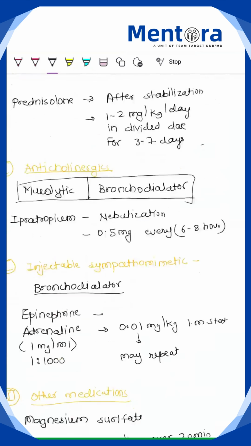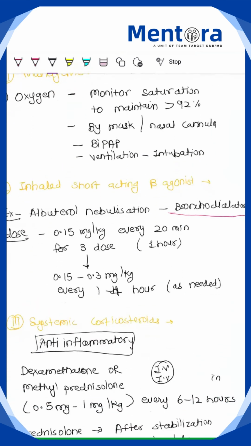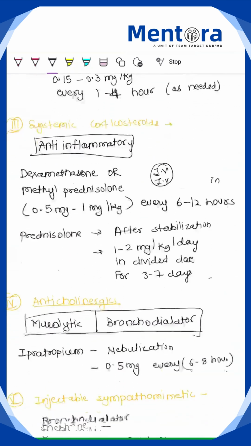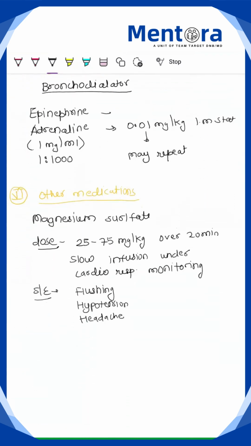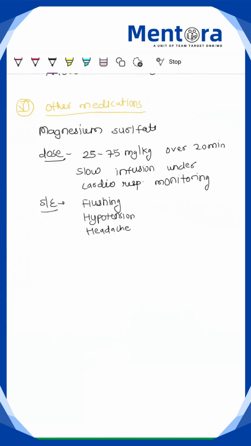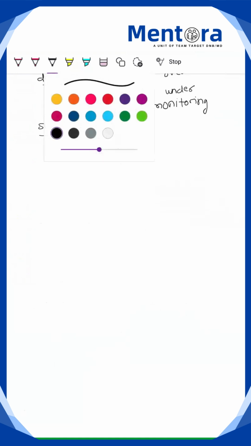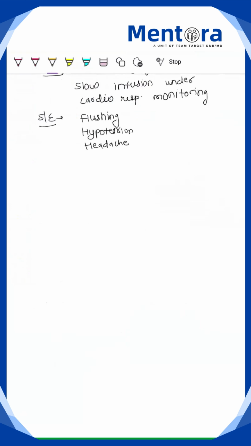So these are the medications. Short-acting beta agonist for the treatment of acute severe asthma. After that, systemic corticosteroid, anticholinergic, injectable sympathomimetic, and magnesium sulfate. And after that, risk assessment of acute severe asthma.